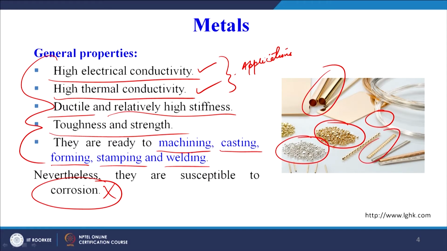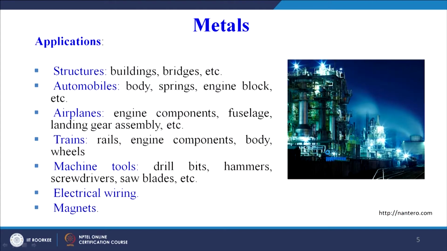So metals have, we can say, a lot of application areas, and what are the specific application areas? We can see they are used in structures. In buildings we see we have metallic reinforcement in concrete. They are used in bridges also. They are used in automobile bodies, sheet metal body is used in most of the automobiles. They are used in springs, engine blocks. So they have application in automobiles, application in structures, application in airplanes also.